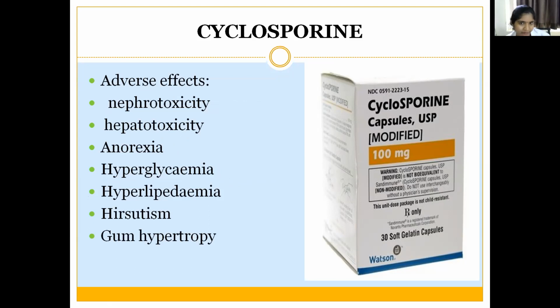Then the adverse effects of cyclosporin: it causes nephrotoxicity, hepatotoxicity, anorexia, hyperglycemia, hyperlipidemia, hirsutism, and gum hypertrophy. So these are the adverse effects or side effects of cyclosporin. It is used as an immunosuppressant.